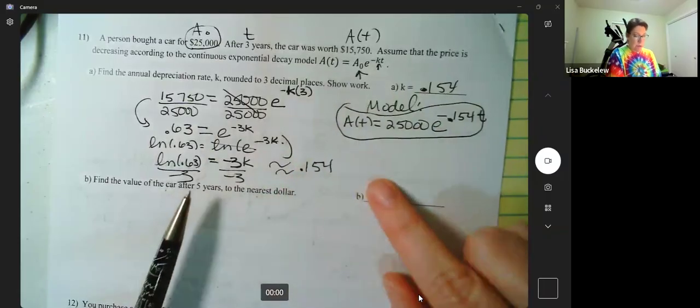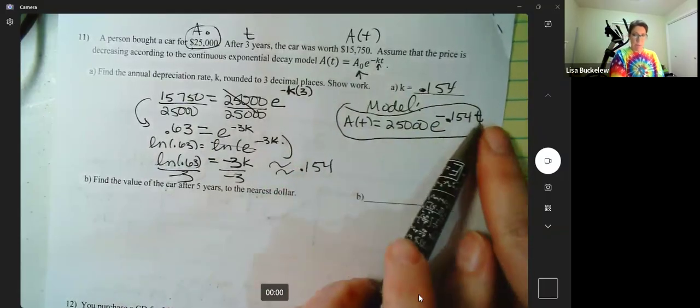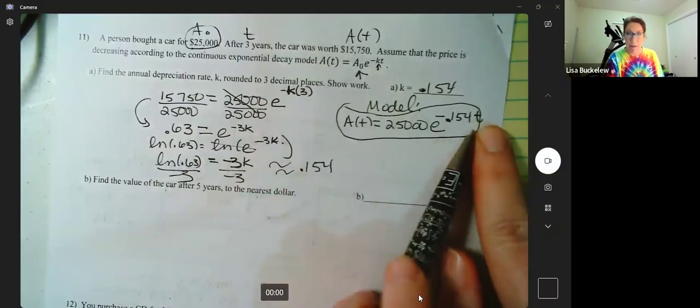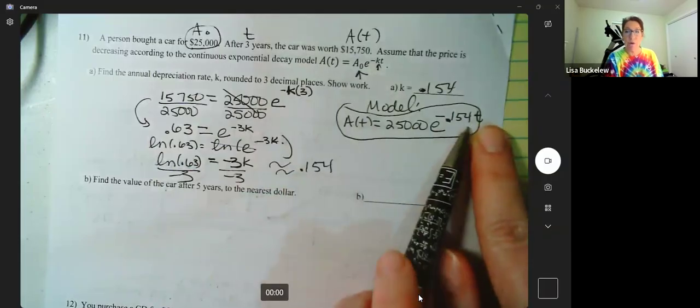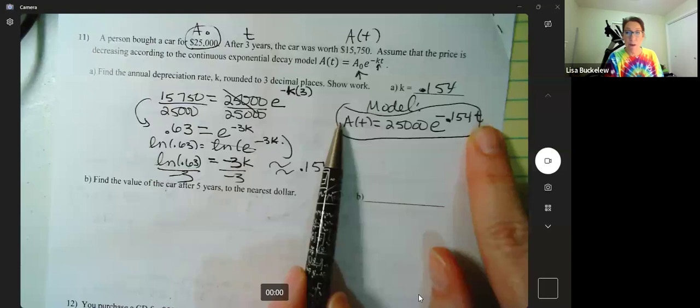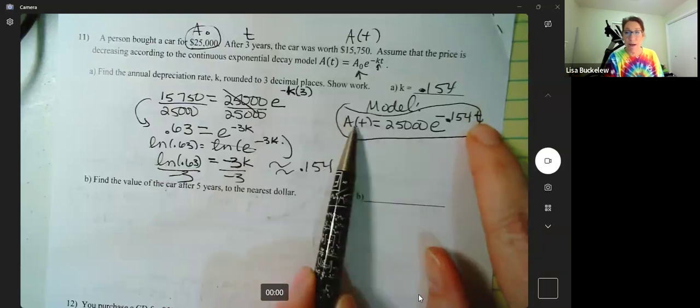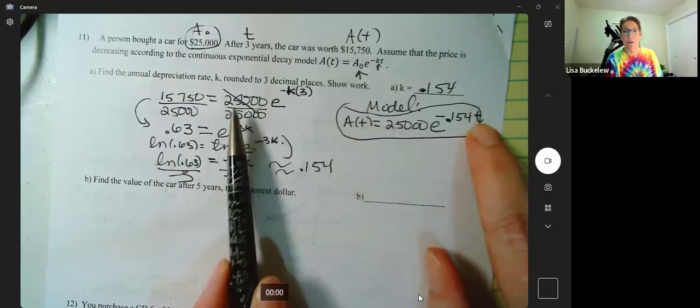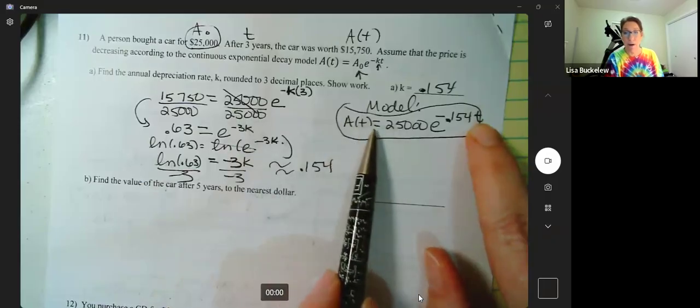If I need to know what its value was at any other point in time, I'm going to put that time unit here and work that out. And that'll give me a dollar amount. If there's a question where they give me a second dollar amount and they want to know what's the T value, or how long will it take for this to drop down to a new value, then I'm going to do some solving, or I can do that one with graphing.